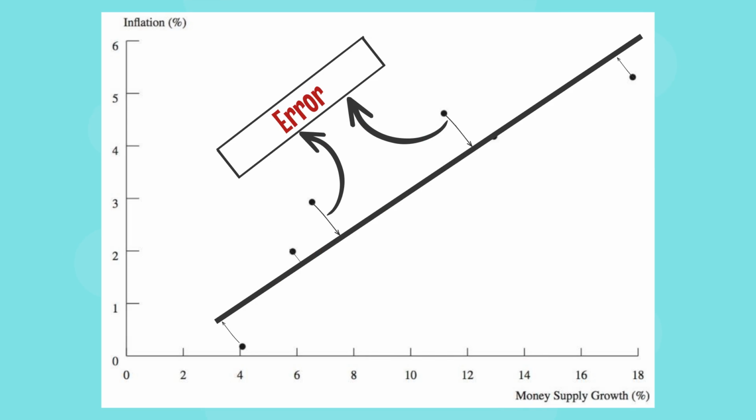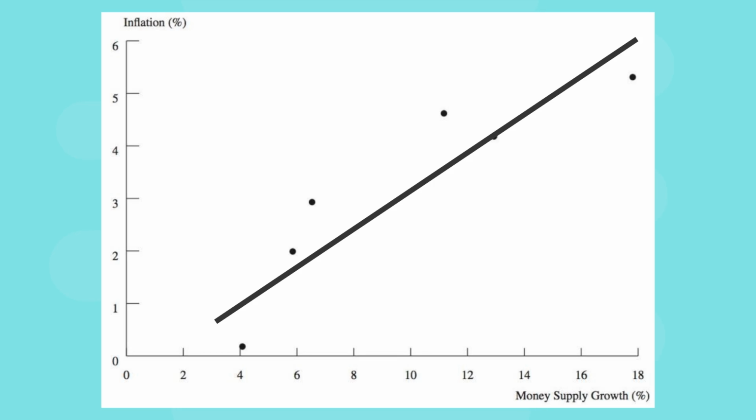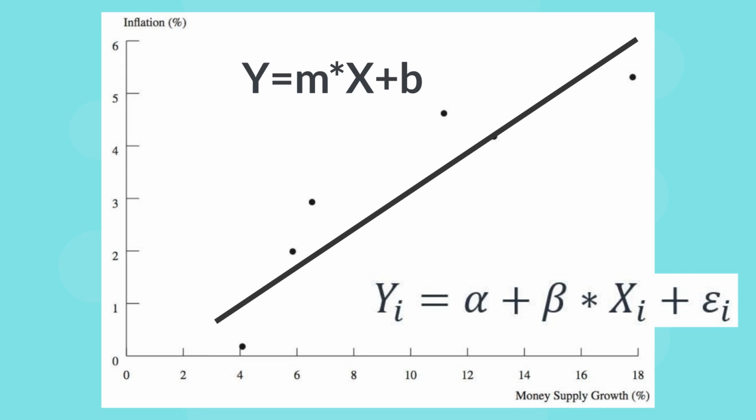Going back to the concepts learned in basic algebra class, the equation of a straight line is given as y equals mx plus b, where m is the slope of the line and b is the y-intercept. Replacing m by beta and b by alpha gives us the regression equation. The epsilon is the error term that summarizes the impact of all other factors in explaining our dependent variable y, other than the chosen independent variable, or x.